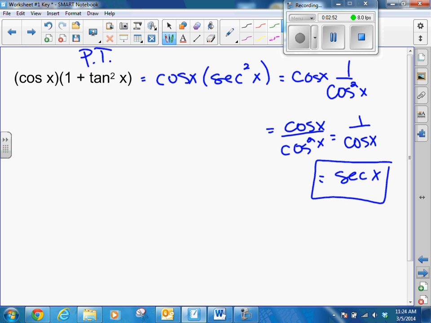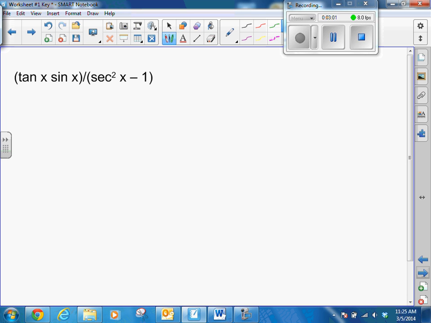Number 2, are we okay? Okay, so those 2 didn't give us too many issues. Alright, what about number 3? Tangent of x times sine of x divided by, don't overlook that, secant squared minus 1. What should I do here? Secant squared minus 1 is tangent squared x. Very good. Pythagorean identity. So I have tangent on top times sine divided by, now anywhere I see secant squared minus 1, I will plug in what that is equal to, and it's equal to tangent squared.